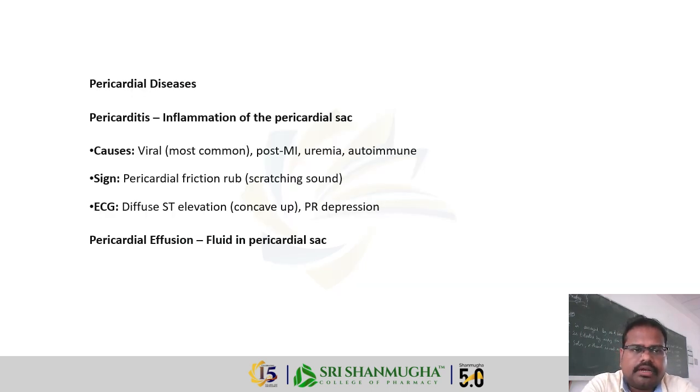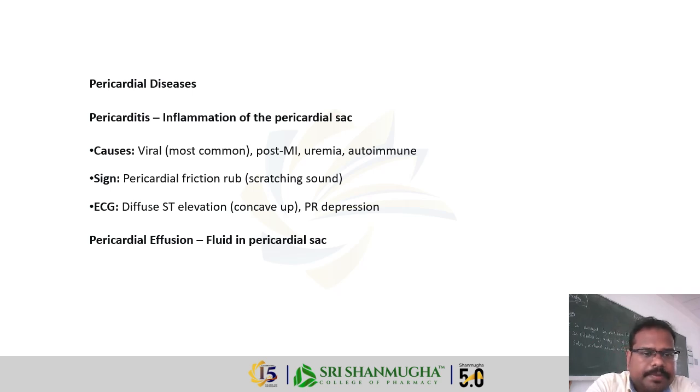And finally, the last, I think, is pericardial diseases. Pericarditis is inflammation of the pericardial sac. The pericardial layer is the outer layer of the heart. What are the causes? Viral is most common. Then post MI and autoimmune.